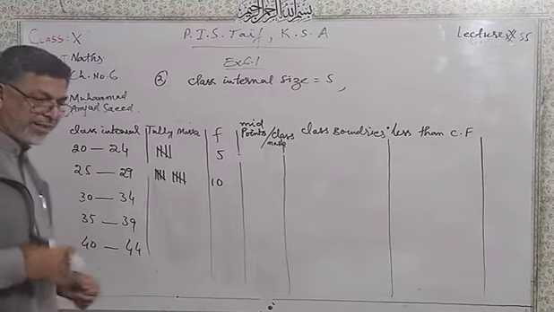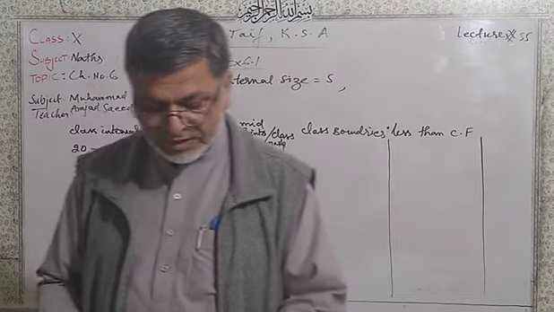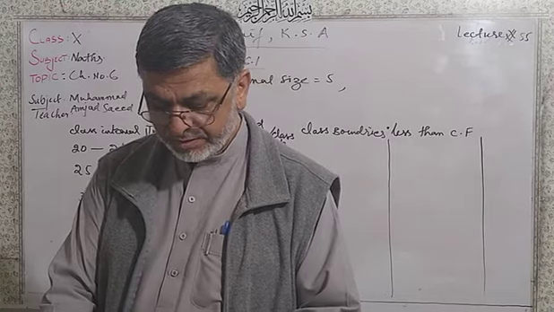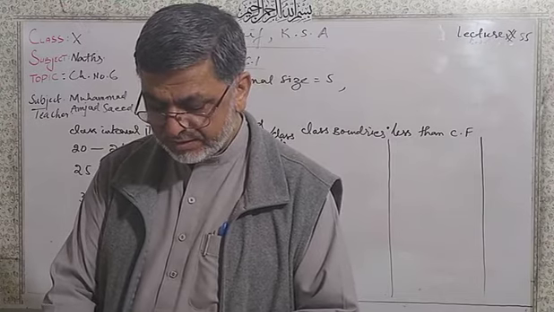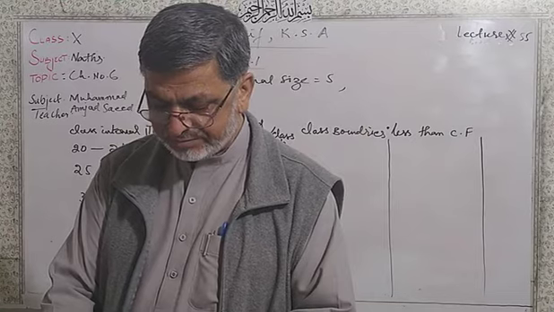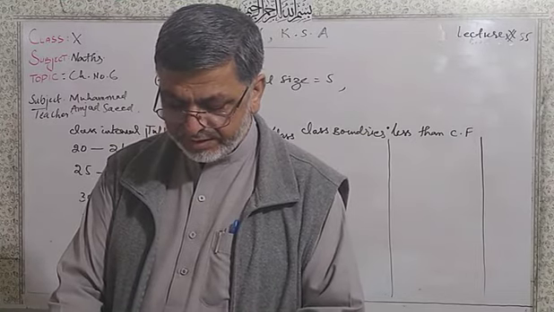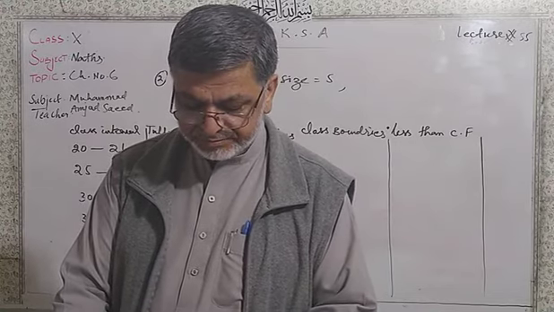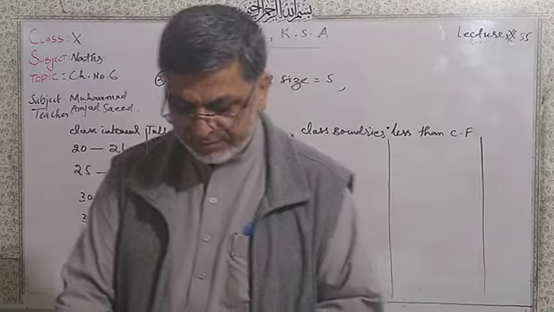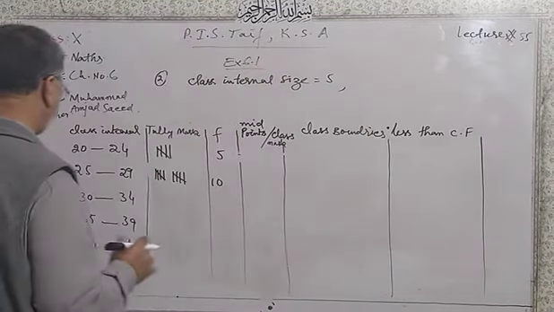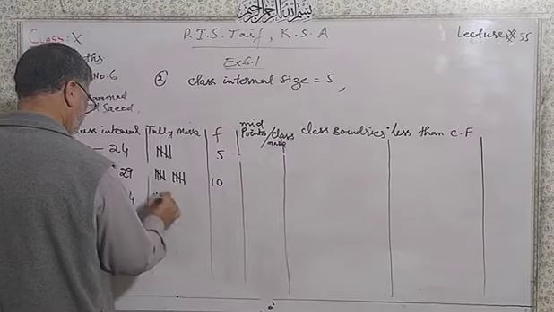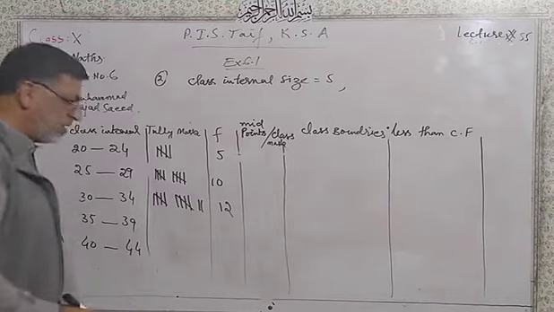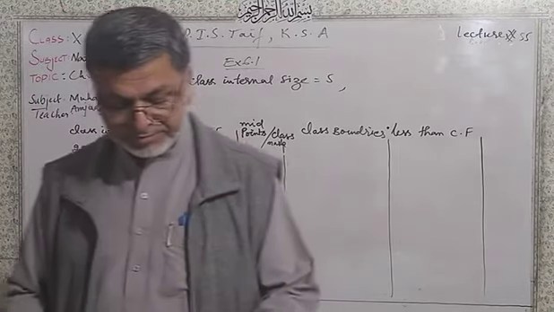After that, you can check 30 to 34. How many values are coming from 30 to 34? 1, 2, 3, 4, 5, 6, 7, 8, 9, 10, 11, 12. These are 12 values. Then 35 to 39 from the table.